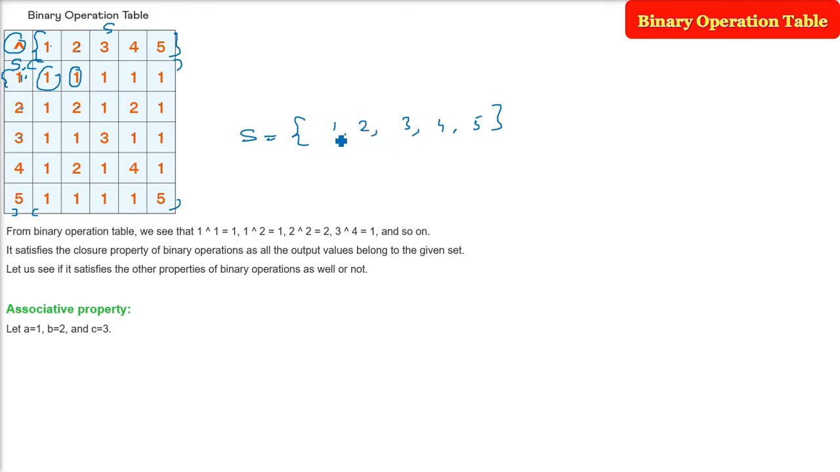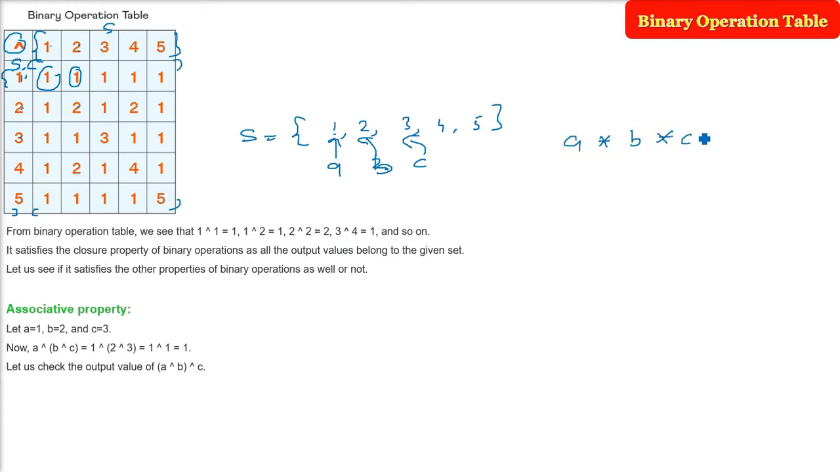Take any value. Let us take A as 1, B as 2, C as 3. So I'm trying to show you the associative property. How does it work? So A is 1, B is 2, C is 3. Associative property means the operation should work like this. When we associate A operation B operation C, first we do B operation C and the resultant is operated with A, or we do A star B star C, first we do A star B, and then the resultant will be operated with C.